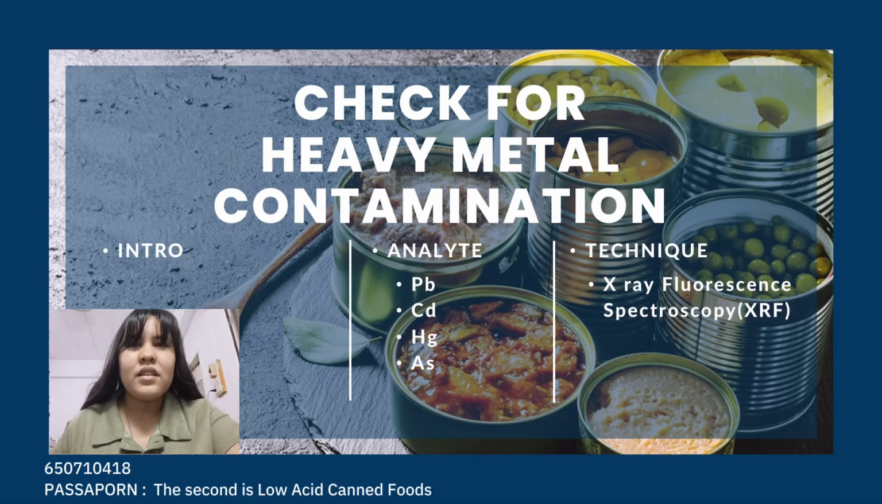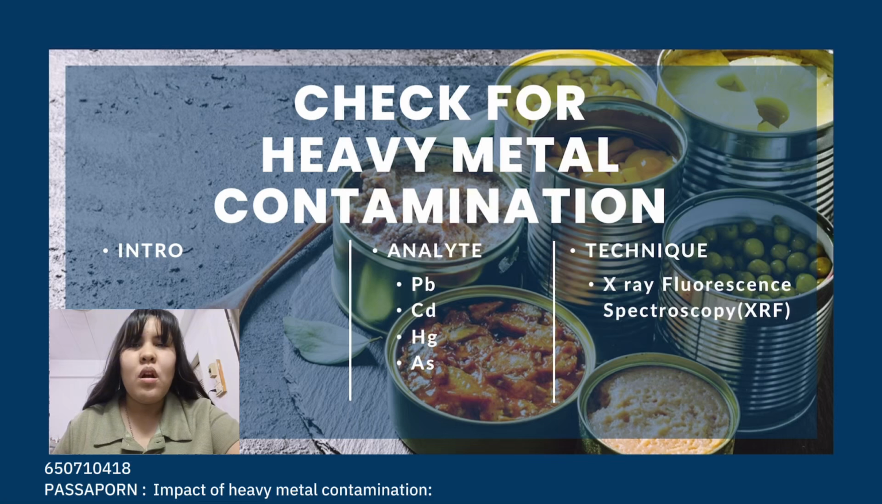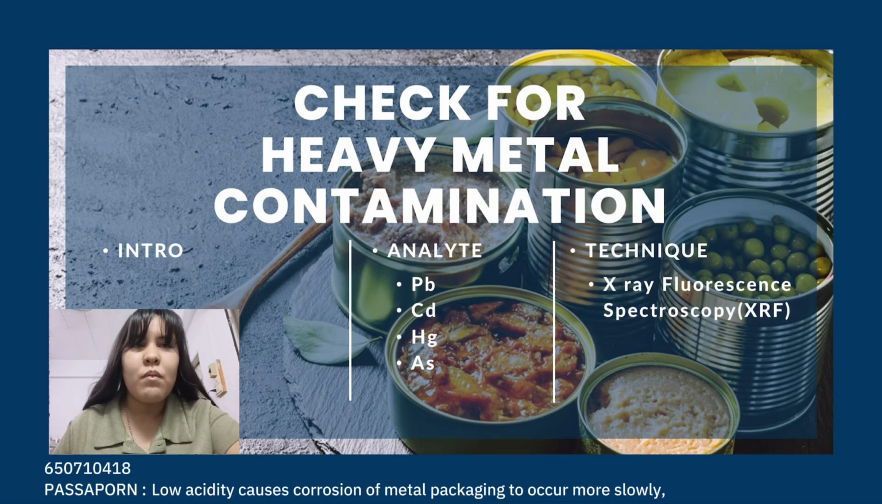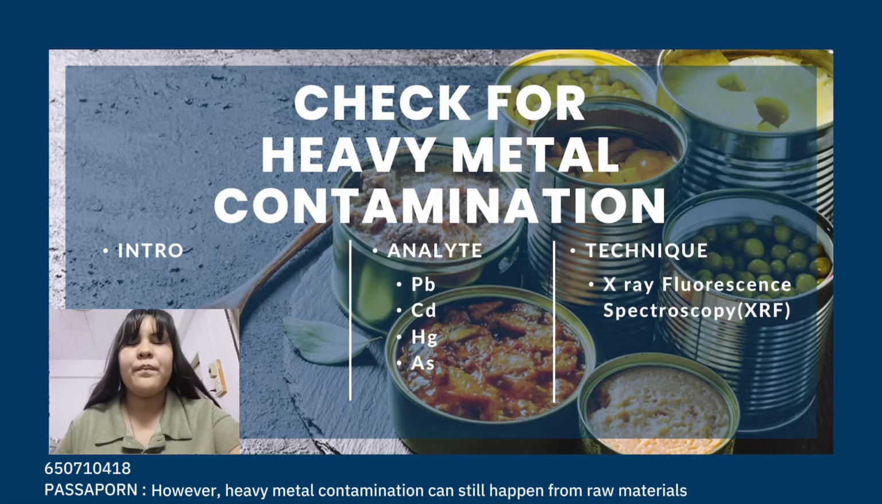The second is low-acid canned food, with a pH higher than 4.6, such as meat, vegetables, and canned soups. Impact of heavy metal contamination. Low acidity causes corrosion of metal packaging to occur more slowly, resulting in less metal dissolution into food. However, heavy metal contamination can still happen from raw materials if they contain heavy metals from the beginning.